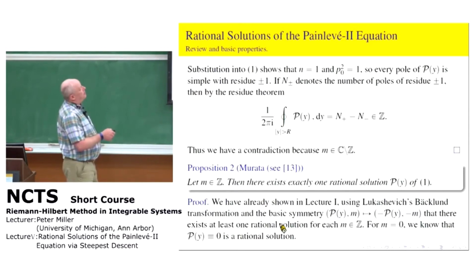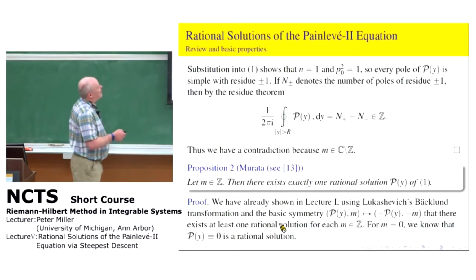So if you call n plus the number of poles with residue plus 1, and n minus the number of poles with residue minus 1 at finite points of the complex plane, then by the residue theorem on the other side and the interior of this circle, you get that this value has to be the difference, n plus minus n minus.